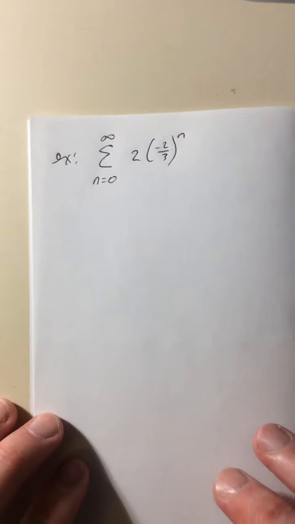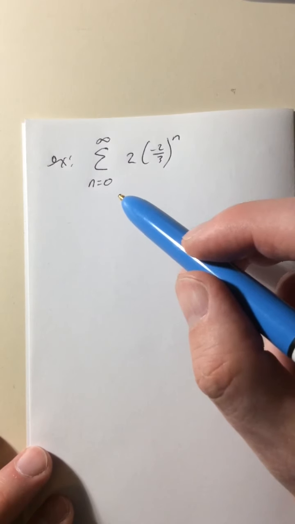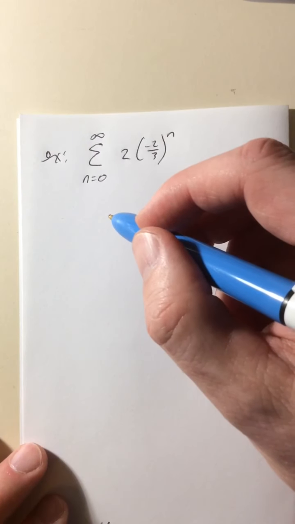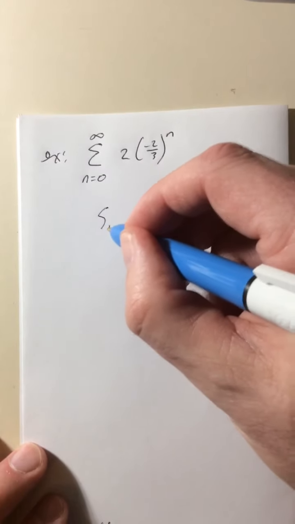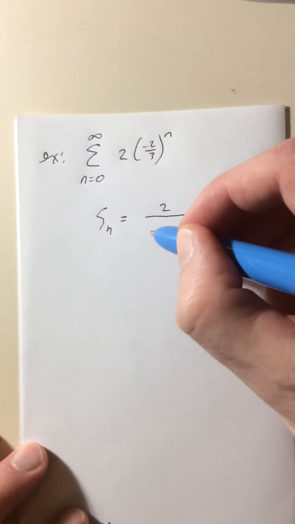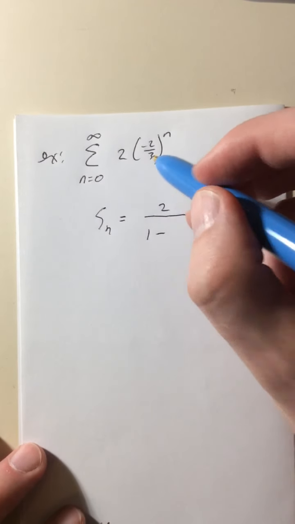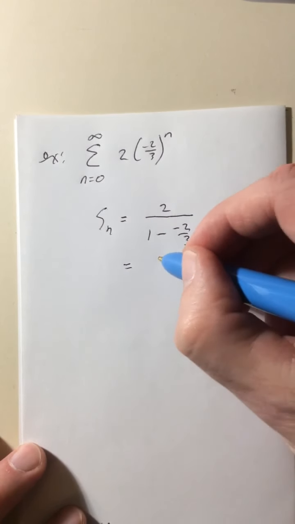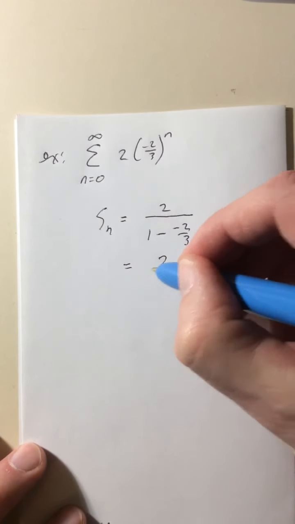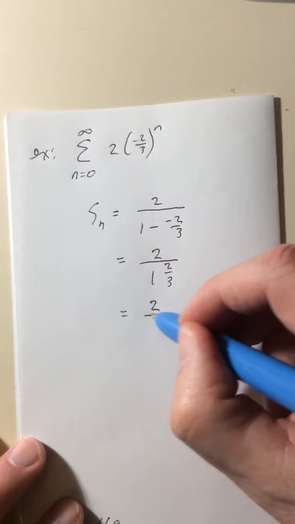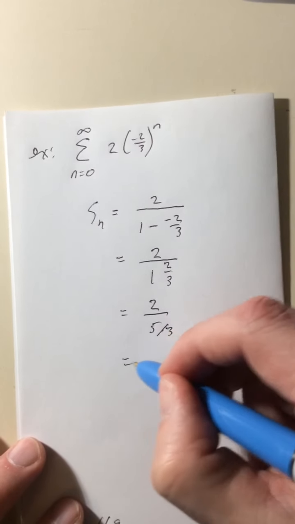All right, and the last one. Same kind of situation. So we are just going to plug, again, the numbers into the formula. And so we have S of n equals our very first term, which is 2, over 1 minus, so we got negative 2/3 there, so it's going to be negative 2/3 here. So this is going to be 1 plus 2/3, so 1 and 2/3, or 5/3, so 2 over 5/3 equals 6/5.